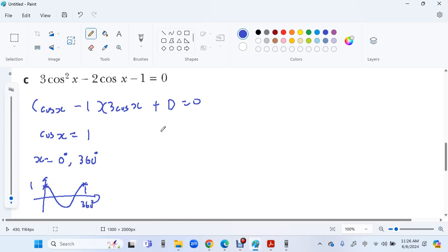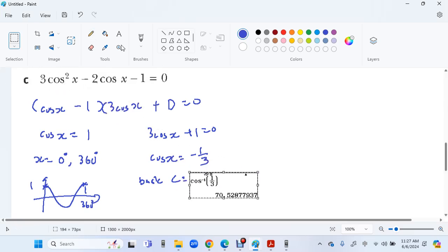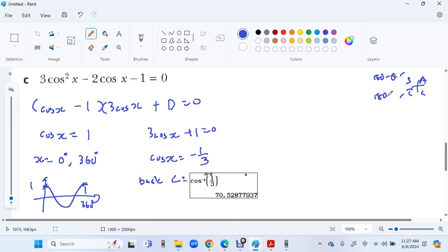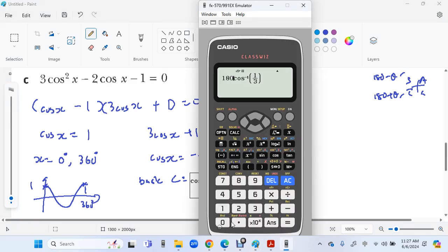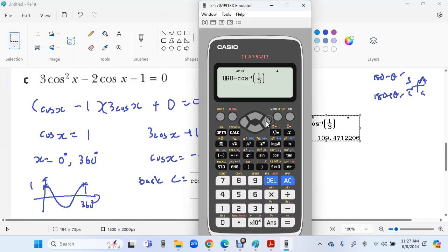It is 1. Then we have 3 cos x plus 1 equal to 0. Then cos x equal to negative 1 over 3. And then the basic angle is the arccos of 1 over 3, which is 70.5 degrees. So we have the ASTC, cos negative will be the 180 minus and the 180 plus. So x will be 180 minus theta, and then we also have 180 plus theta.